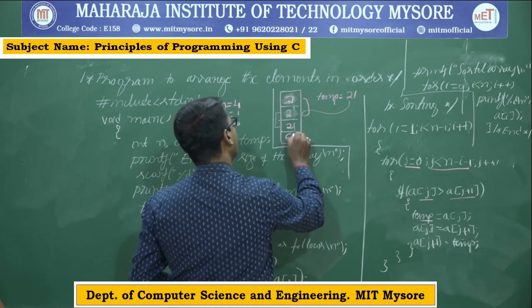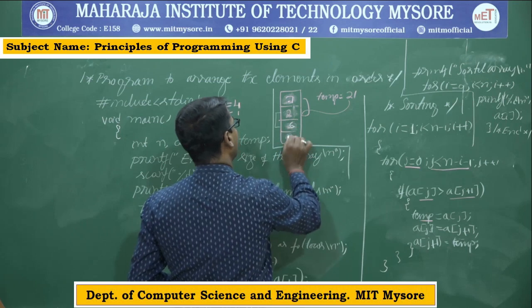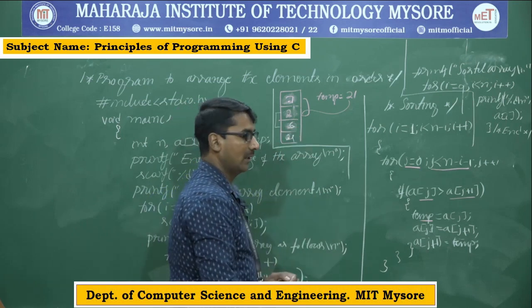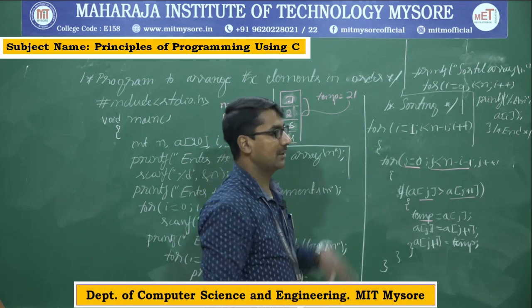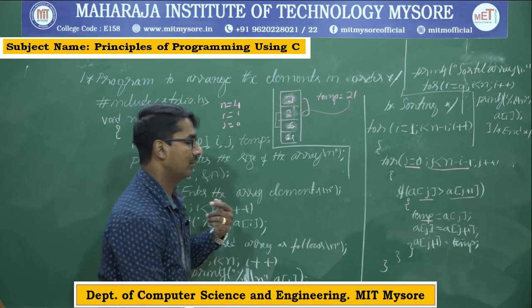Next, 21 and 6 will be compared. Here 21 is greater than 6, so the values will be exchanged. This becomes 6 and 21. This process will iterate until the condition is no longer satisfied. Once the condition is not satisfied, it will terminate from the loop.